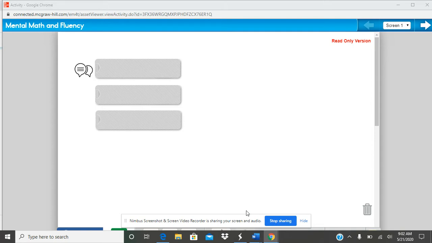So we're going to get started with our mental math and fluency. We're going to be doing some more work with our two-digit subtraction with regrouping, or sometimes it is called borrowing. That's how your parents and I learned it when we went to school. So we're just going to get some more practice with it.